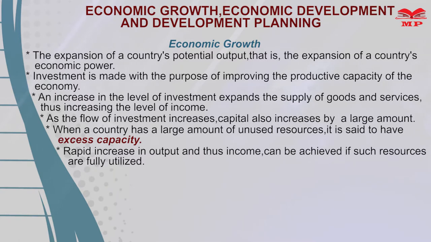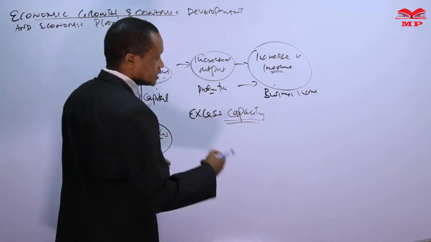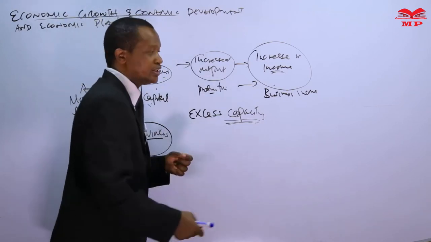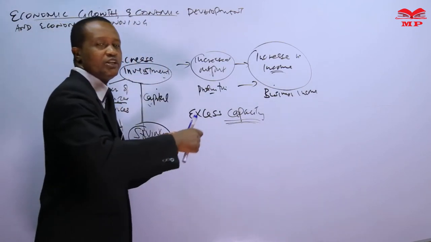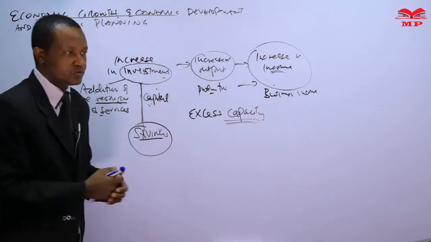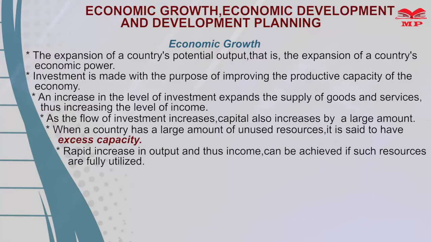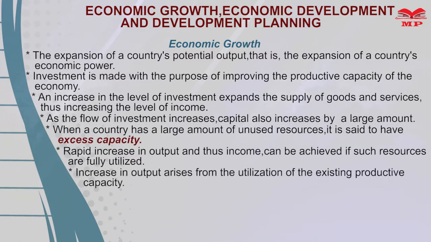Okay? There would be output, and that makes a lot of sense. If you have idle resources, the moment you put the resources to use, then definitely there'll be an increase in production of goods and services. And that total increase in goods and services is what we are referring to as economic growth. The rapid increase in output and thus income can be achieved if such resources are fully utilized. Increase in output arises from the utilization of the existing productive capacity.